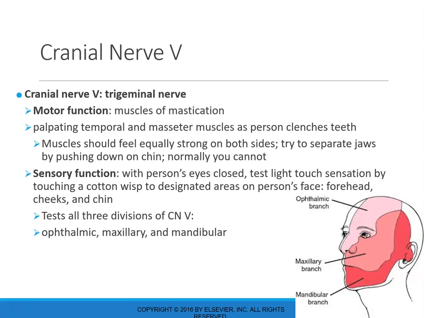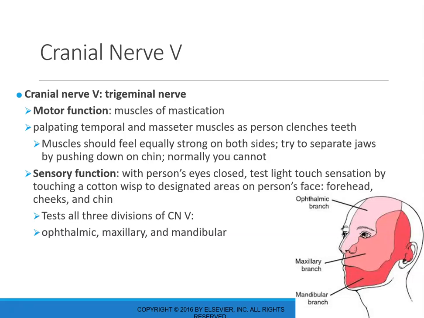They should feel equally strong. And you shouldn't be able to separate the jaw by pushing down on the chin. It is not normal if you can separate the jaw. If they have pain when they're clenching, that is abnormal, or if they have unilateral weakness or asymmetric jaw movement.